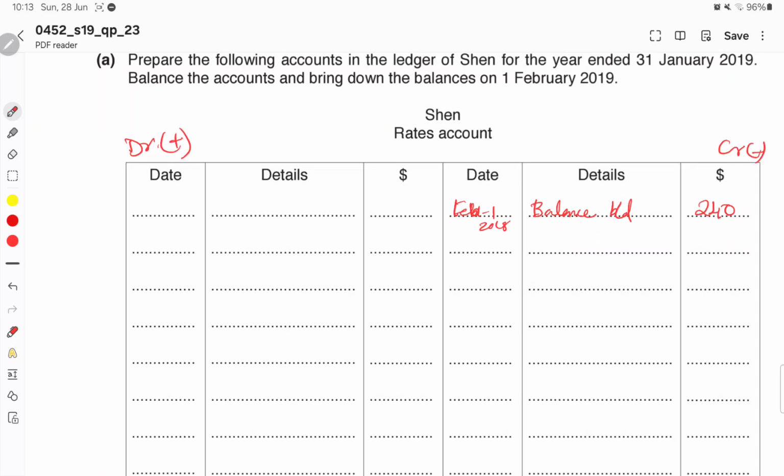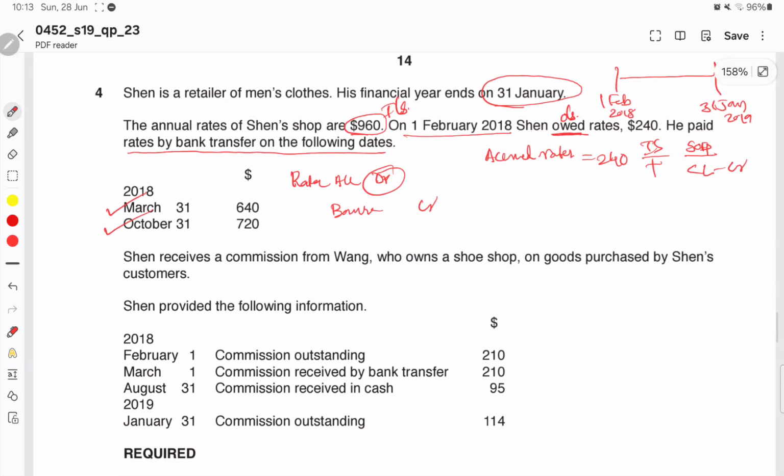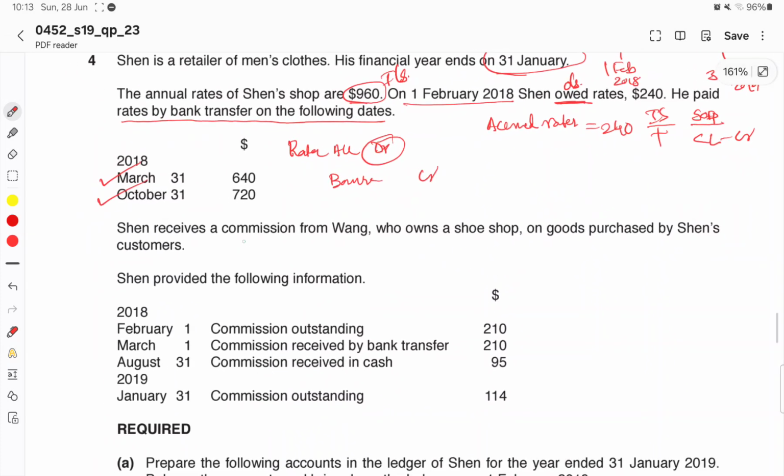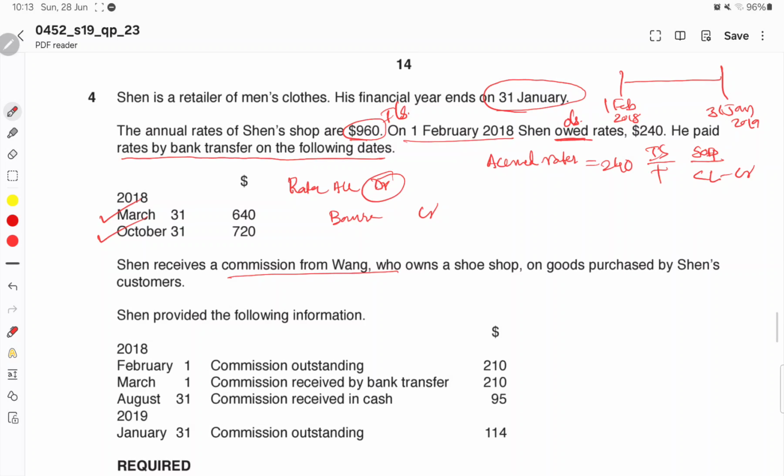So here we will write on March 31st we paid through bank, so I'm writing bank $640, as well as October 31st you also paid money, that is also bank. So the rates account is debited and the corresponding entry is bank. So on the debit side you will write 720. Okay, then what else? So till there we completed. Then the next part is commission. Before going to that, I'm just finishing the rates account.